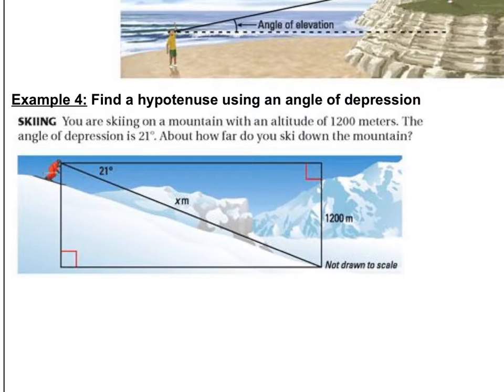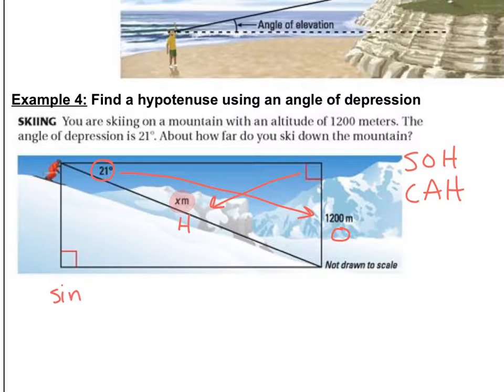Alright, so you are skiing on a mountain with an altitude of 1,200 meters. The angle of depression is 21. About how far do you ski down the mountain? So we are trying to find this measurement right here. We are given this angle. So again, we're going to draw across here. Across from our angle is our opposite. This is across from our right angle, making it the hypotenuse. So the only options we have are either sine or cosine. The only one that deals with opposites and hypotenuses is sine.